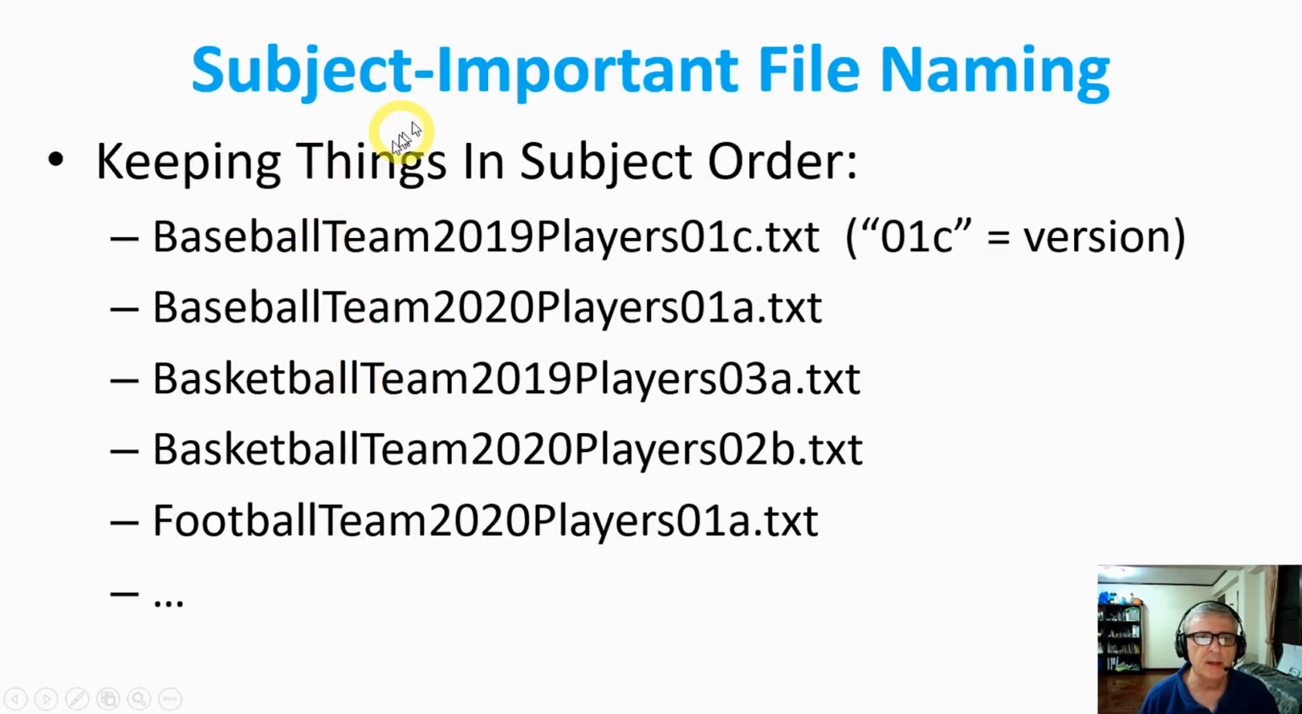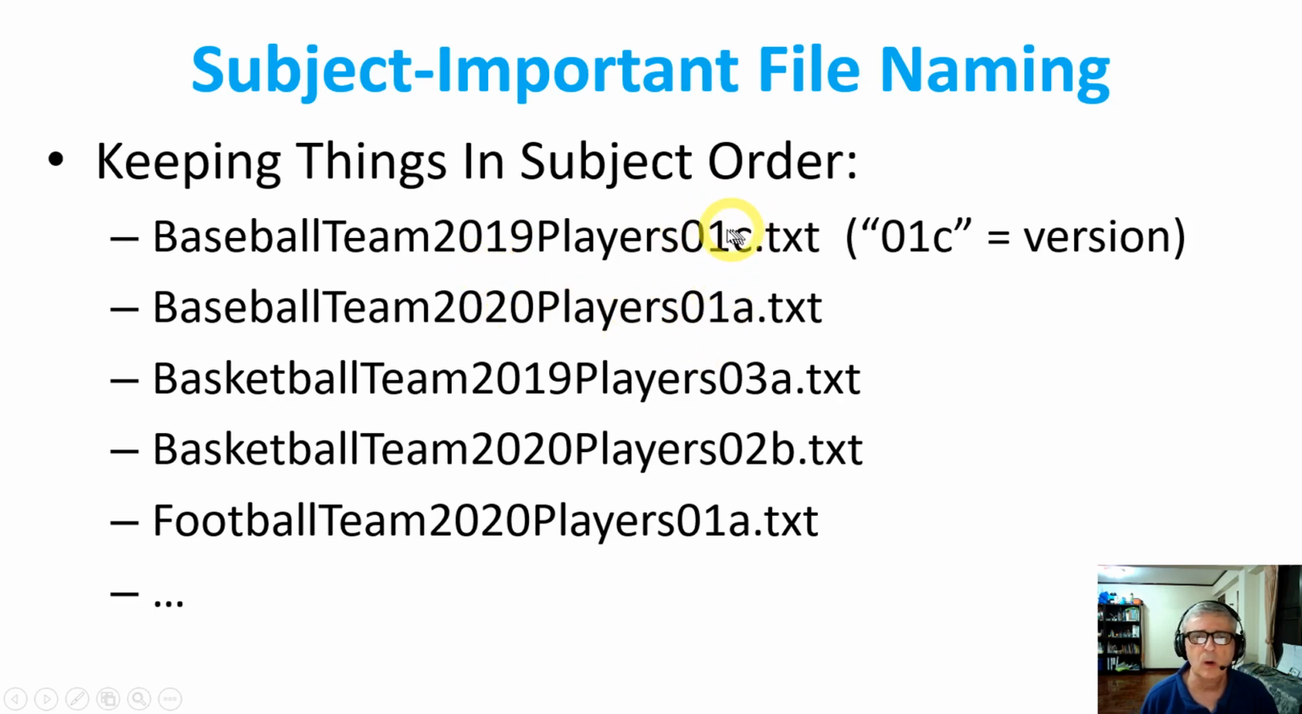Subject important file names. So this is things that you want to keep in subject order. For example, your softball team. Every year you have your roster. It's 2019, the players, and then 2020 players. Now you may be wondering what this is out here.